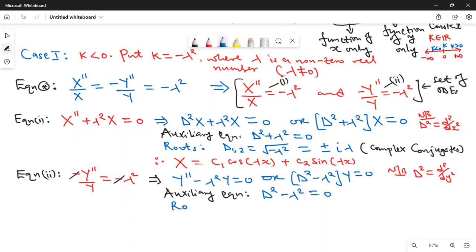So what are the roots of that equation? Make D the subject, there will be two roots. So that is the square root of lambda squared, which is plus or minus lambda. Now here we have real and distinct roots. The roots are real and distinct.